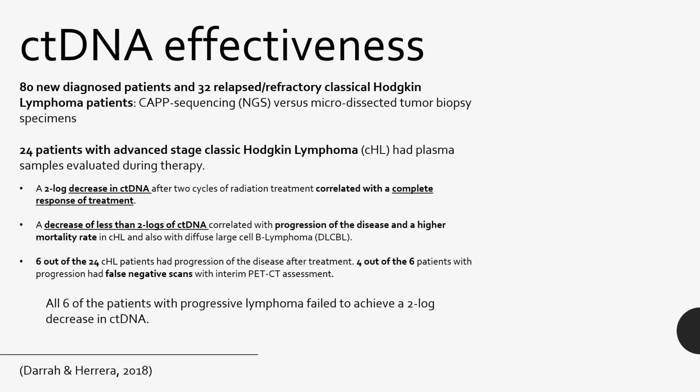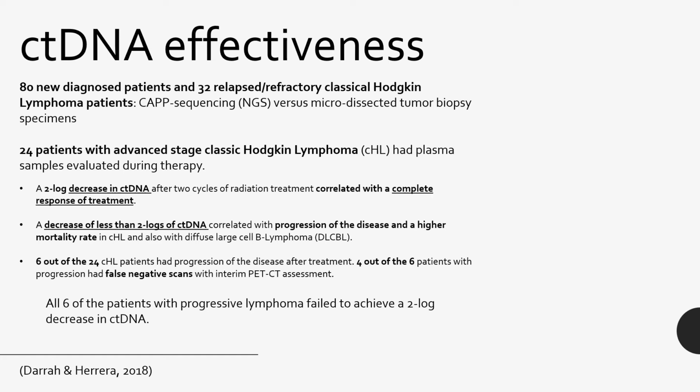Another study involving 24 patients with advanced stage classic Hodgkin lymphoma had plasma samples evaluated during therapy. A 2-log decrease in circulating tumor DNA after 2 cycles of treatment correlated with a complete response to treatment. A decrease of less than 2 logs of circulating tumor DNA correlated with progression of the disease and a higher mortality rate in classic Hodgkin lymphoma and also in diffuse large B-cell lymphoma.